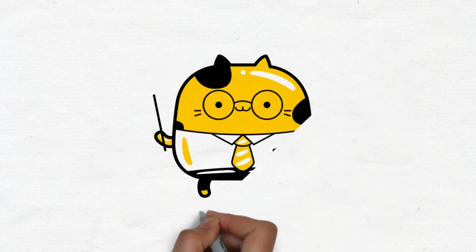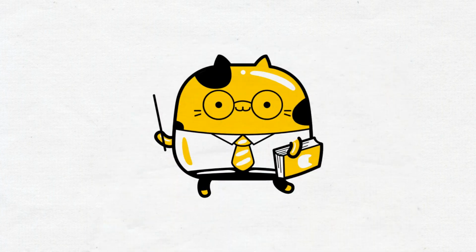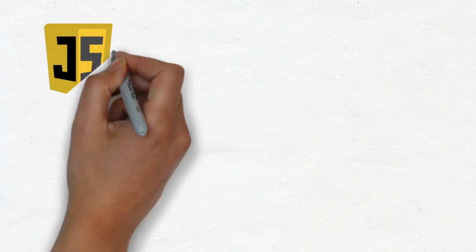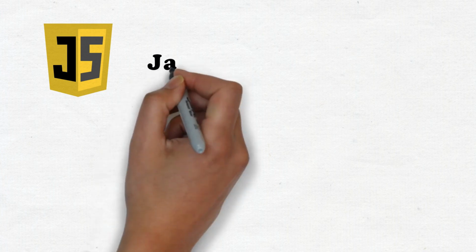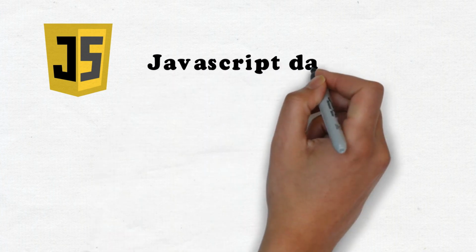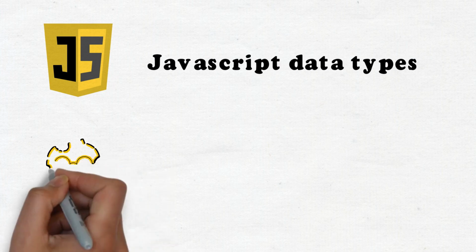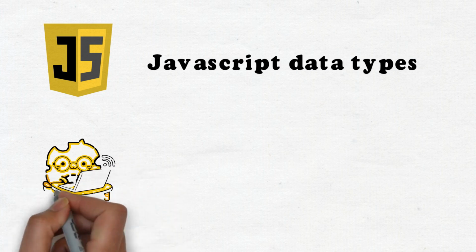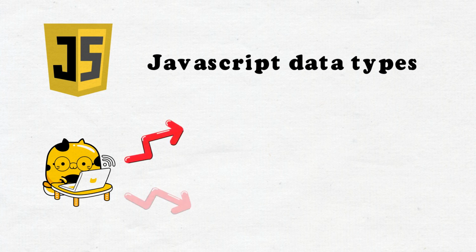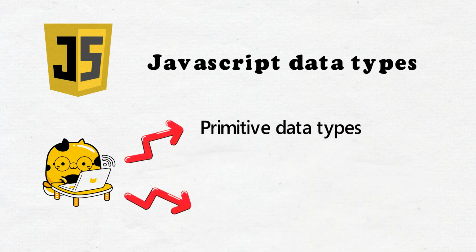Eva was so interested in coding and wanted to learn more about JavaScript, so she decided to learn about data types in JavaScript. Eva knew that data types were important for coding and wanted to learn more about them. She decided to do some research and found out that there were two types of data types, primitive and non-primitive.